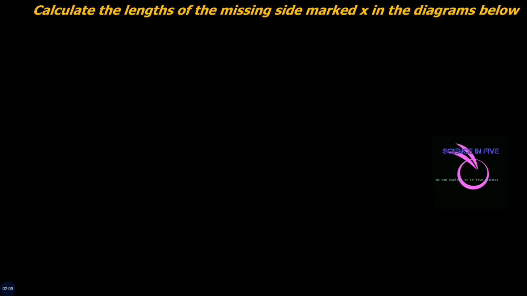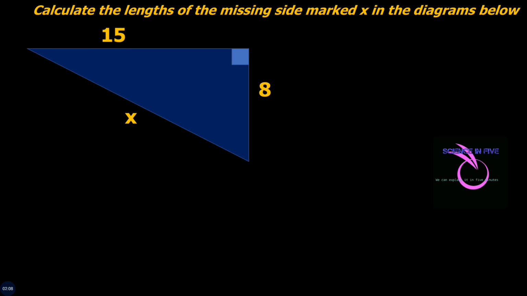Calculate the lengths of the missing side marked X in the diagrams below. In diagram 1, we've got a right-angled triangle with three sides. Where is the longest side? It is the slanting side, the side marked X. And the side marked 8 units and the side marked 15 units are the perpendicular sides.